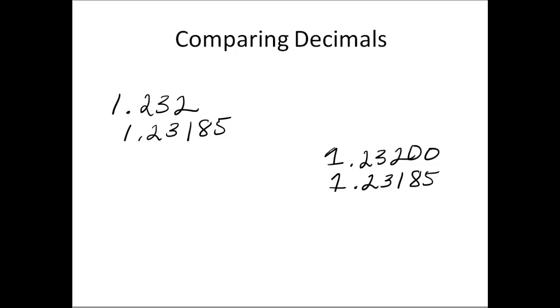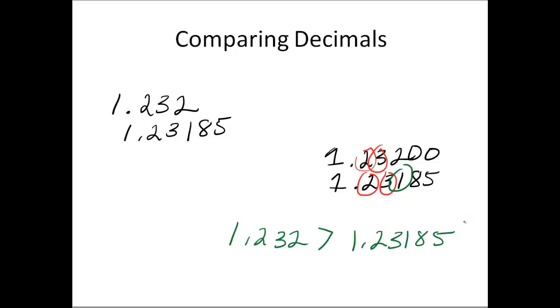We have a 2 and a 2, so those are equal. We have a 3 and a 3, so those are equal. So we'll go on to the thousandths place value, which is a 2 and the 1, and we see that this 1 right here is less than 2. So we know that 1.232 is greater than 1.23185.